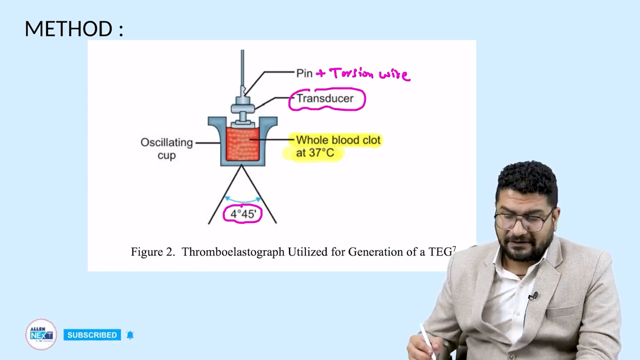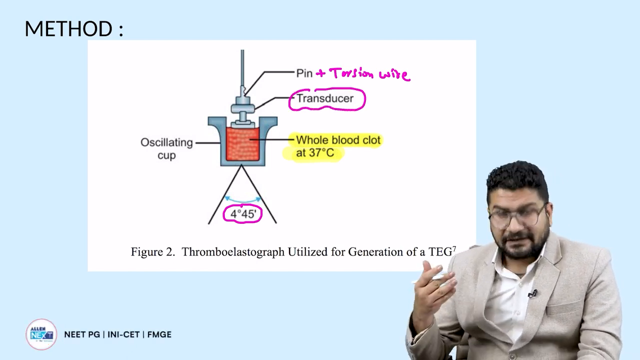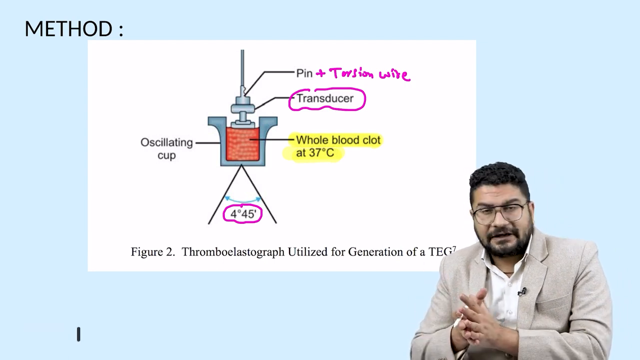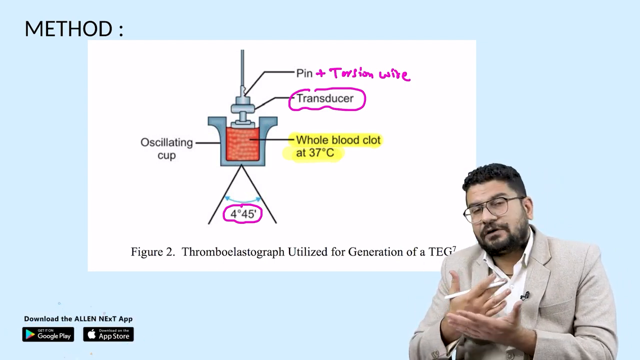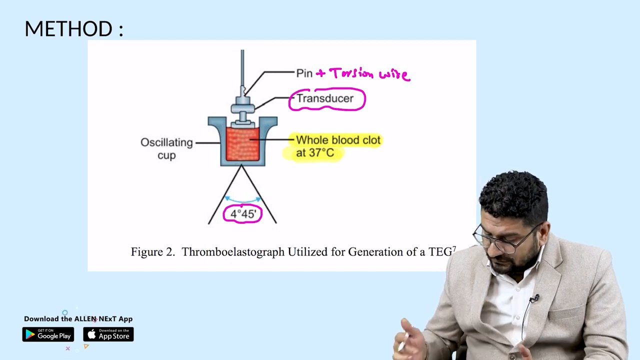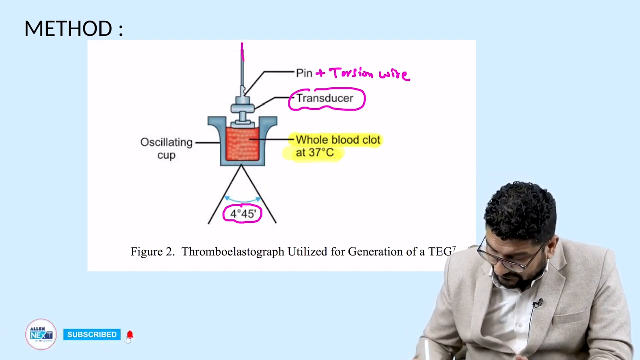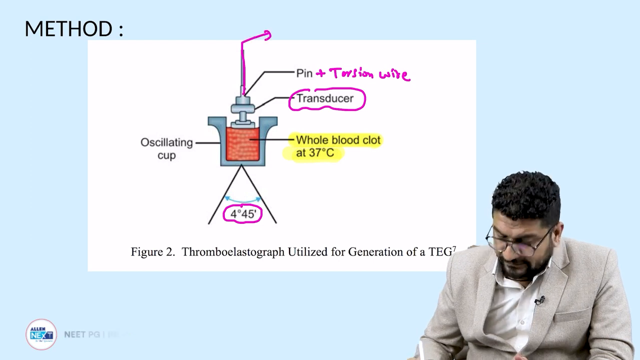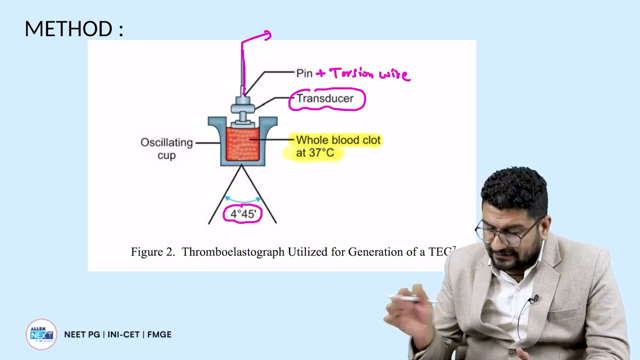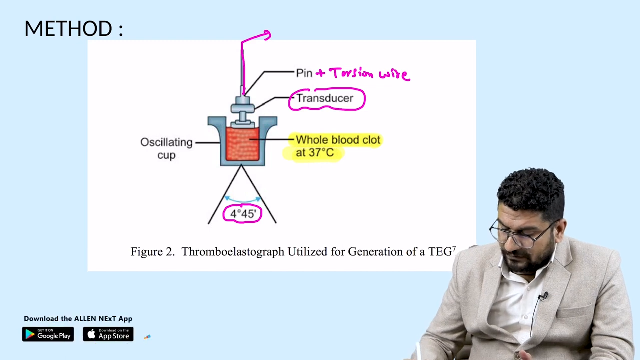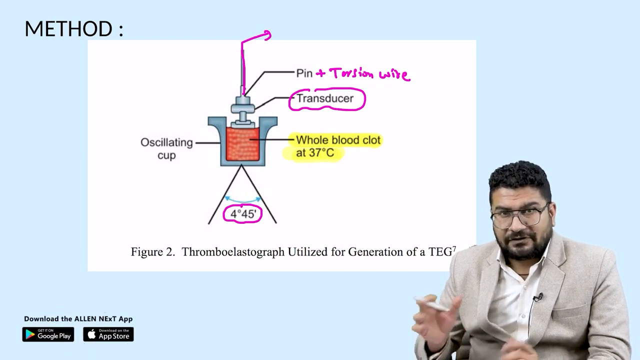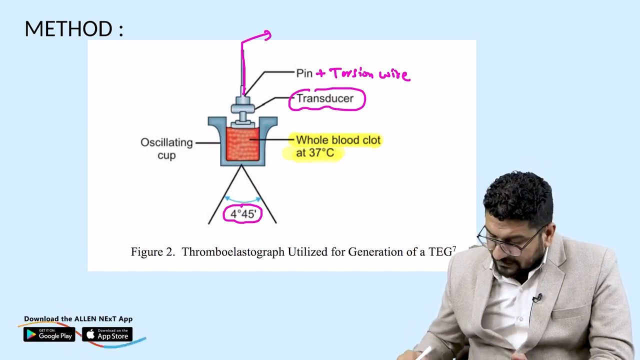What we get is a reading, and we can illustrate that reading in the form of a graph, and that is what we call a thromboelastogram. So this transducer, or this torsion wire, we will attach. Then this will provide electrical signals to a computer. With this we will get a graphical illustration, that is called a thromboelastogram.